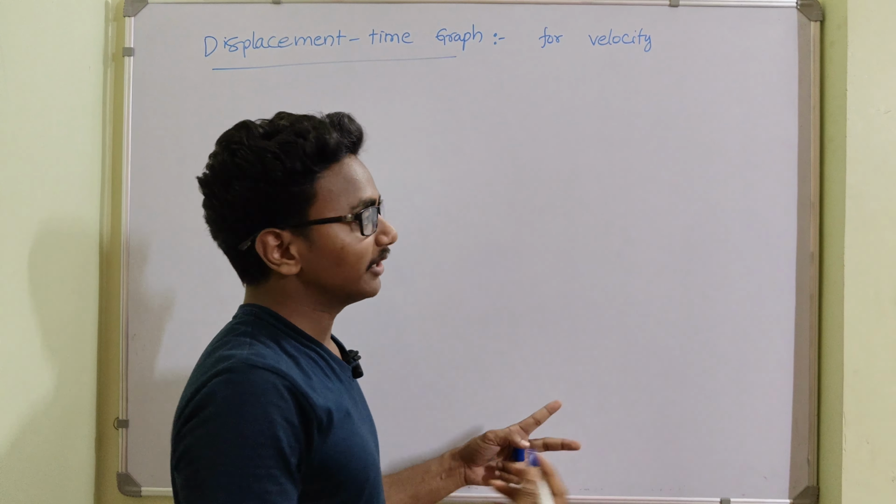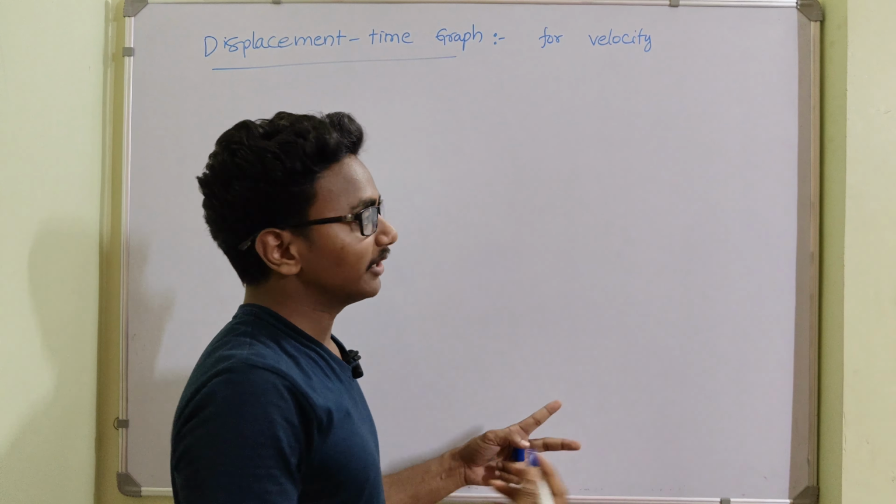If the graph is a horizontal line or a sleeping line, as time increases, the position is not changing. At 2 seconds, the position is 20 meters. At 4 seconds, also 20, 6 also 20, 8 also 20. That means the person is not moving. He is just standing at that position.